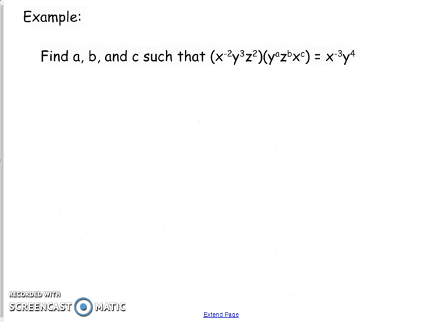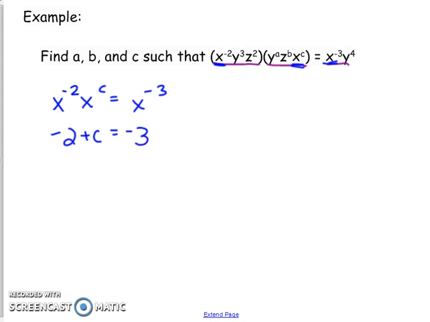Okay, if we wanted to find a and b and c such that this times this equals this, we could think about our rules. So if I have x to the negative 2, if I combine that with x to the c, that's going to give me x to the negative 3. So since we have to add our exponents when we're multiplying, this would be negative 2 plus c equals negative 3. So if I go to solve this for c, c is going to equal negative 1.